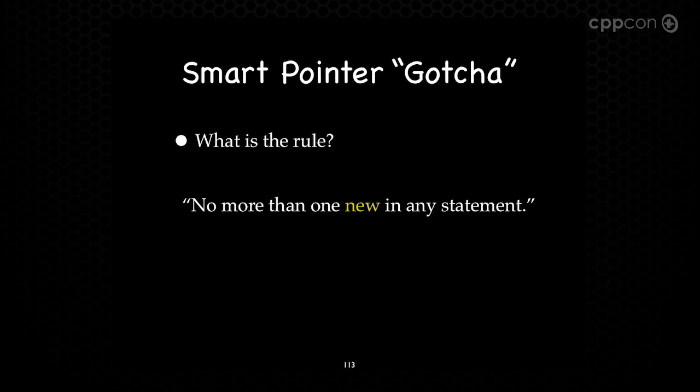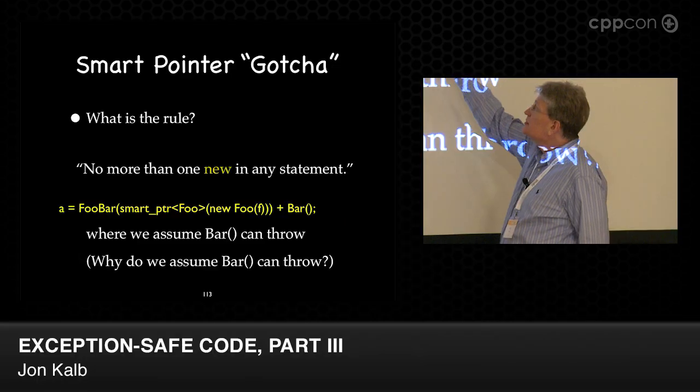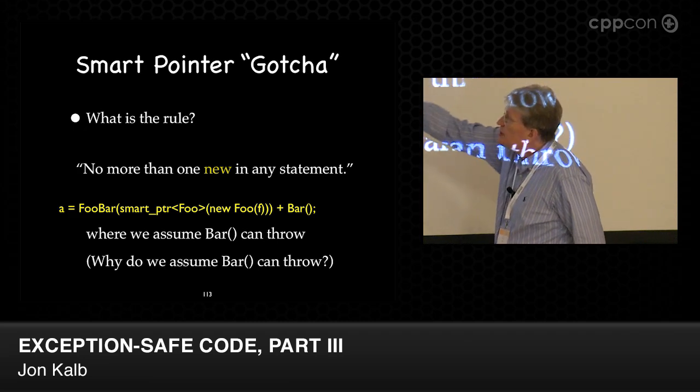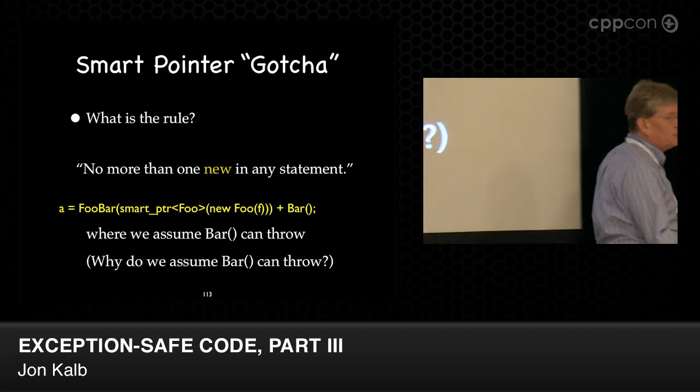So let's say we're going to make a rule that's going to deal with this. So we could say no more than one new in any statement. But the problem is it may not just be a new. For example, we might have, this only has one new, but I'm calling bar. Bar might throw. So we might call new foo, make the new pointer, then call bar, then put it in the smart pointer. But if bar throws, then we still leak. So having one new didn't really solve the problem.